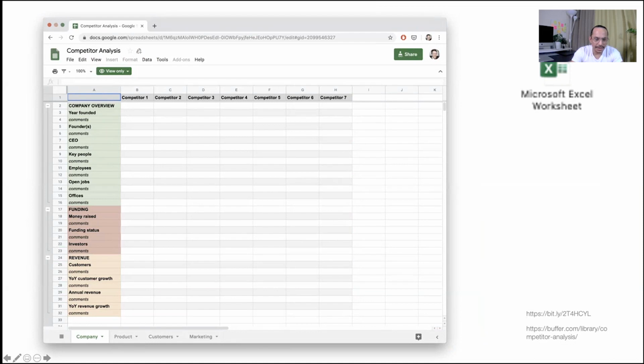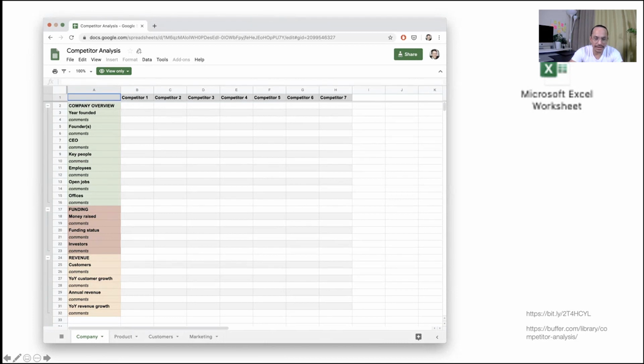So let's see, I have more. This is another one wherein you can again categorize into different categories: company, product, customers, and marketing. Again, those four major categories. But here you can add different information like year founded, founders, key people, employees, offices, money raised, funding status, investors, revenue, customers, year-on-year customer growth, annual revenue, year-on-year revenue growth. So a lot of different things.